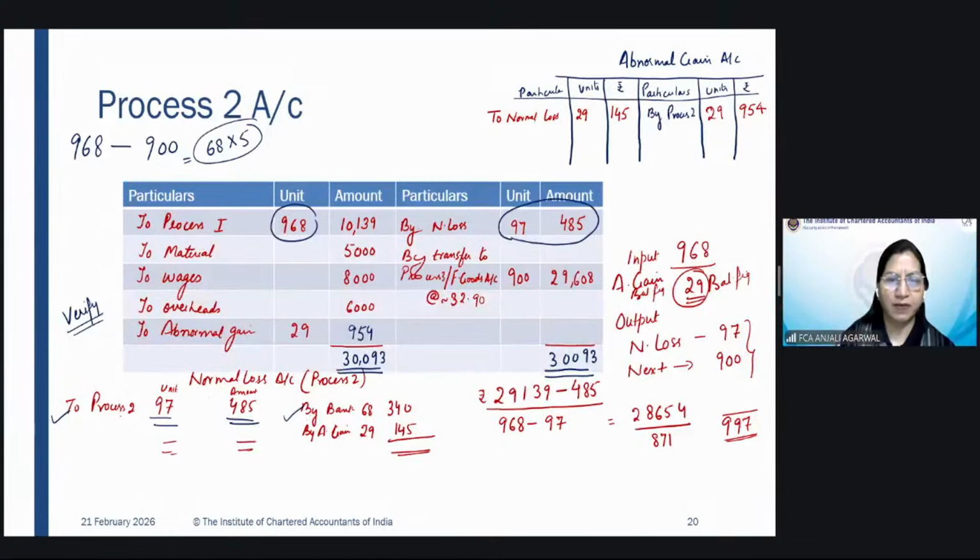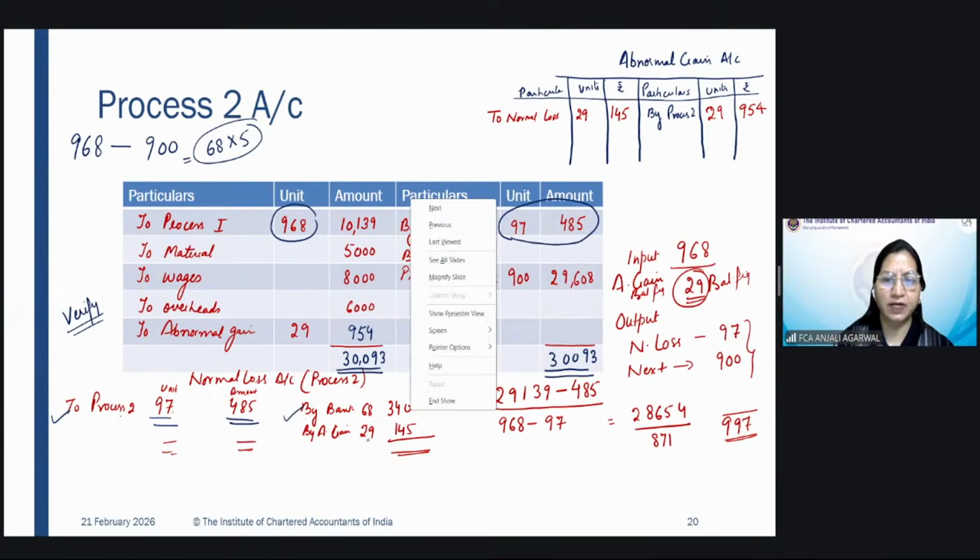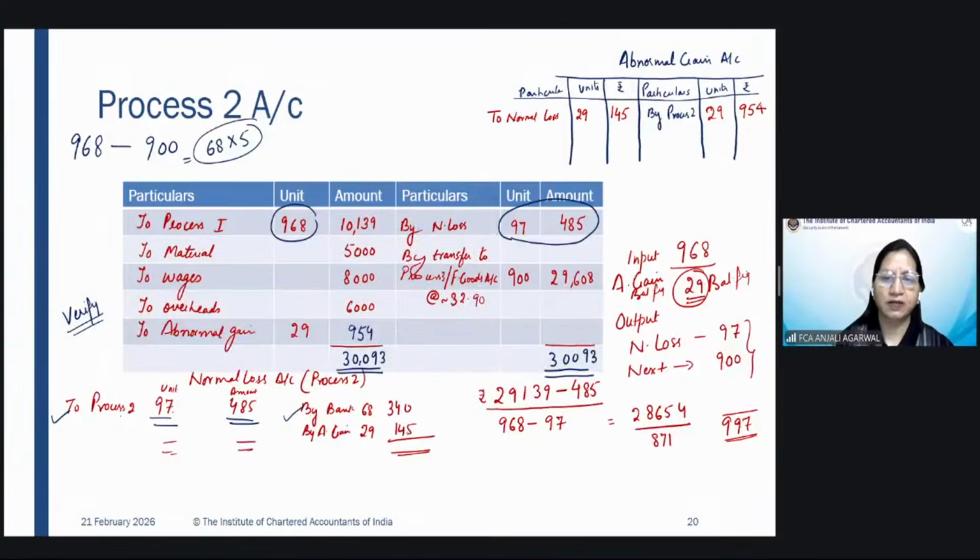So in normal loss account, out of the 97 units, what happened? 68 were sold at the rate of 5 and 29 could not be sold at the rate of 5 because there was an abnormal gain. So abnormal gain account will bear this normal loss, and the remaining will go to costing P&L account. So out of 954, 145 would have otherwise also been received if we could have got it as scrap. So our true gain is only 809. Okay, is it clear now?